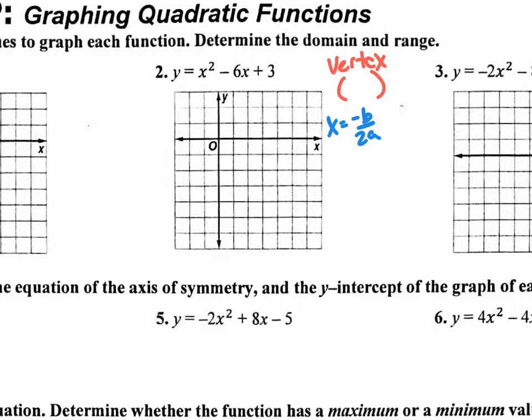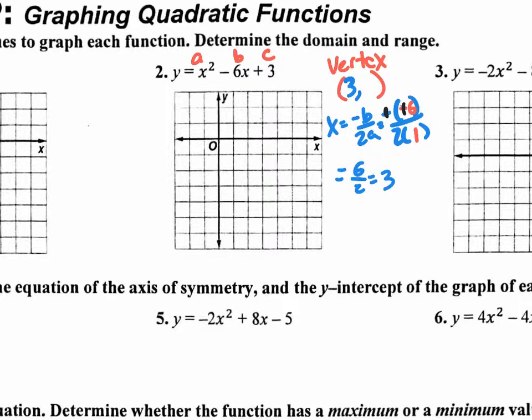When you use that vertex formula, use parentheses, negative parenthesis over 2 times parenthesis. And then we're plugging in our A value, our B value, and the C value we don't care about. It's not in the formula. But the A value is 1. The B value is negative 6. So working this out, the negative 6 becomes positive 6. And we'll end up with positive 6 divided by 2, which is 3. So the vertex X value is 3.